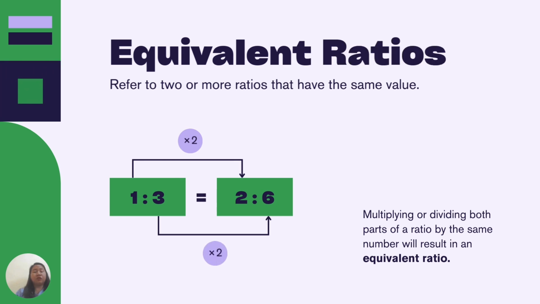Let's proceed now to the equivalent ratios. They refer to two or more ratios that have the same value. Multiplying or dividing both parts of a ratio by the same number will result in an equivalent ratio. So 1 times 2, the answer is 2. And 3 times 6, the answer is 18.